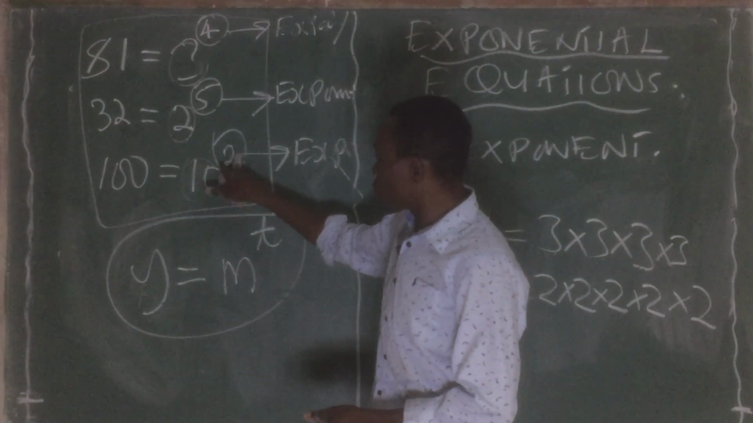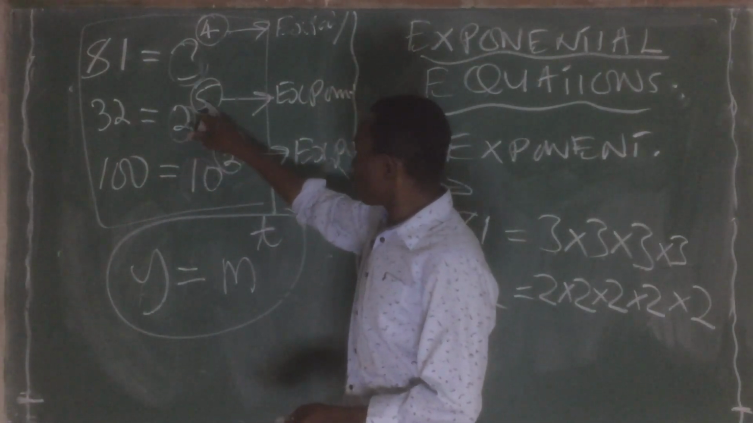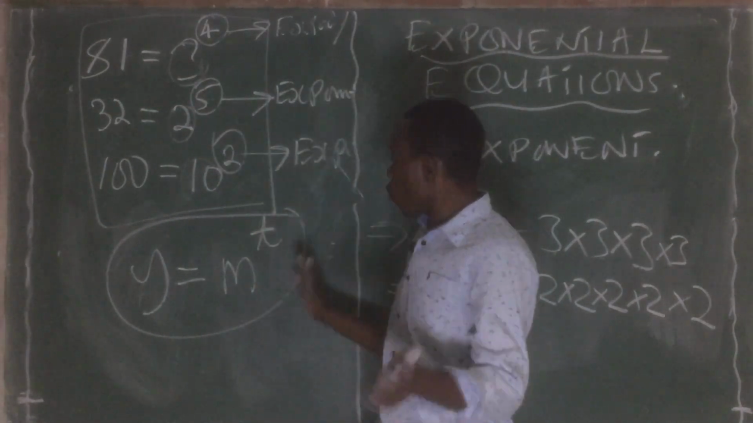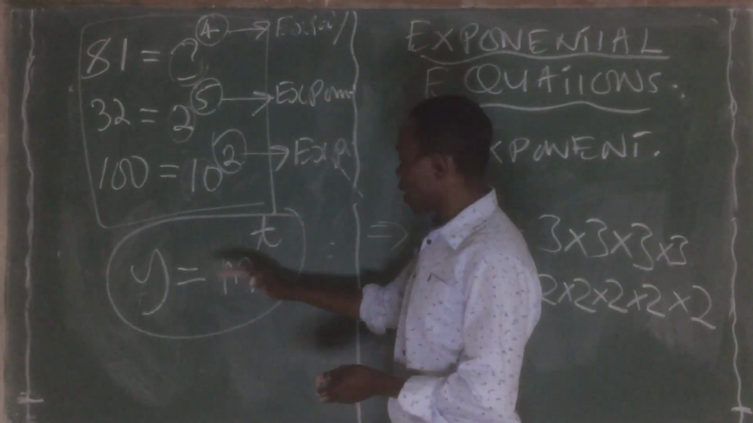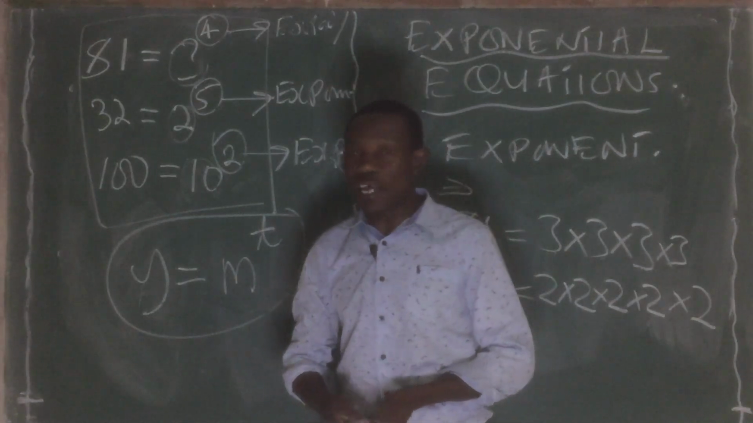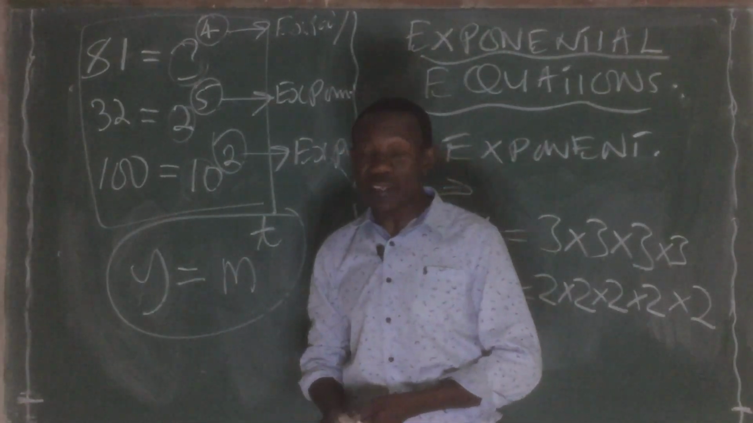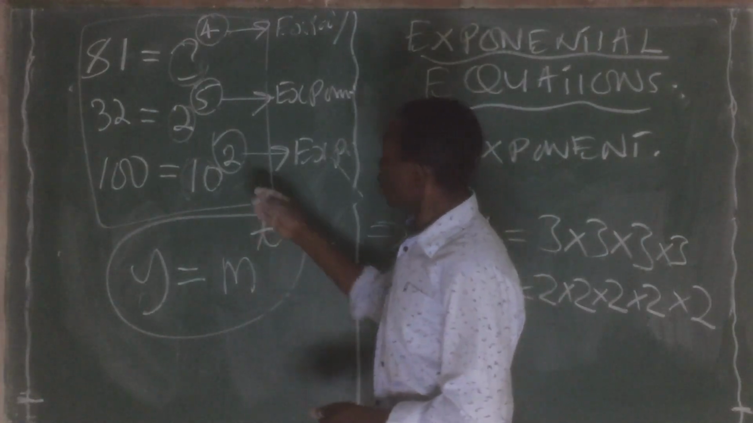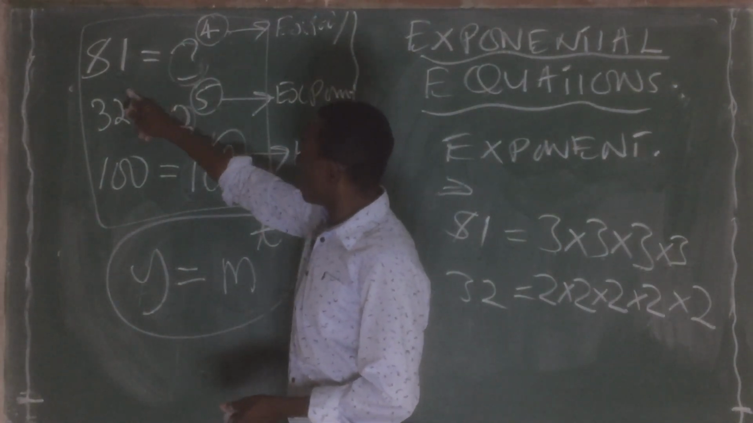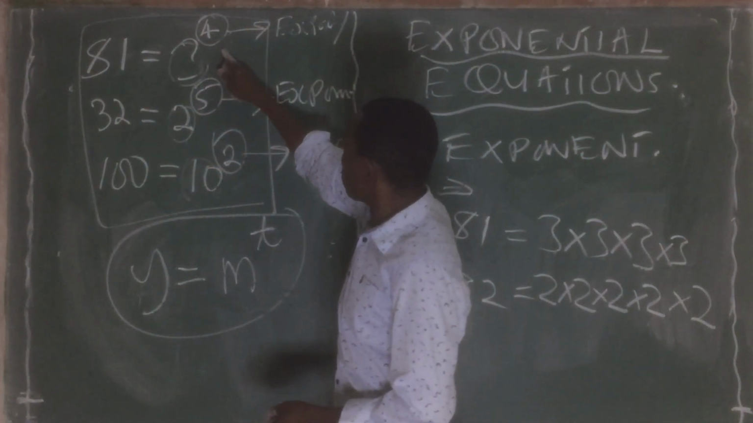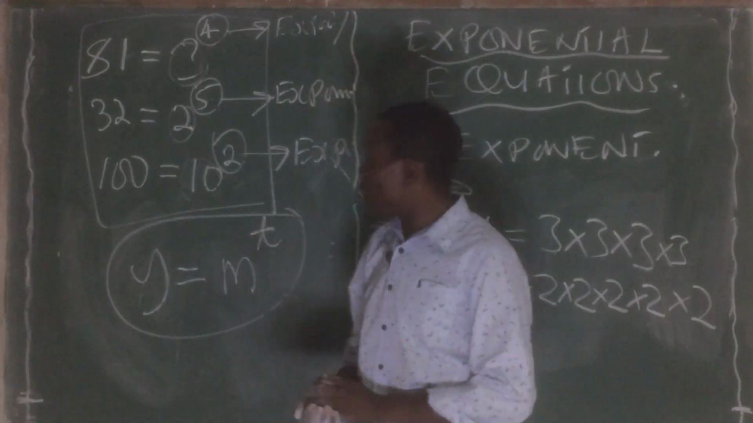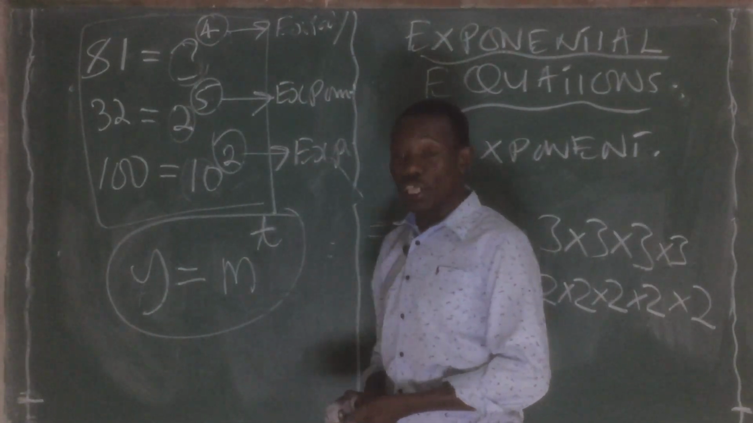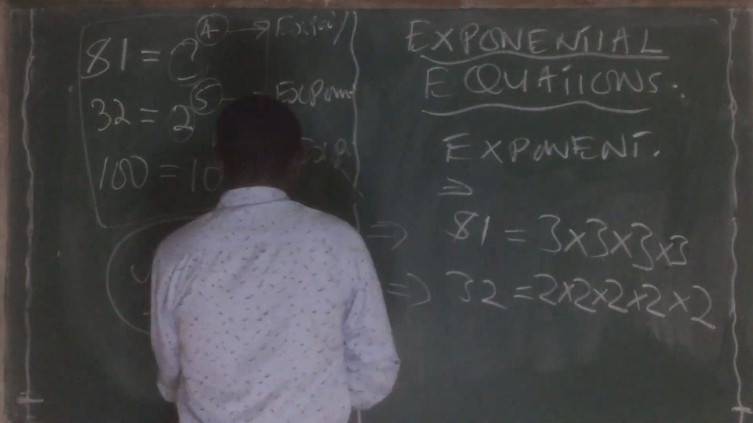Y is equal to m to the power t is as good as writing 100 is equal to 10 to the power 2, and writing 32 is equal to 2 to the power 5, 81 is equal to 3 to the power 4, and all presentations of such kind give us equations which we call exponential equations. So in short, if we express a number like this and form an equation of this kind where there's an exponential being portrayed, such types of equations are referred to as exponential equations.